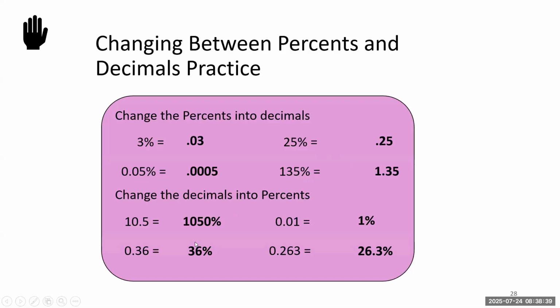If we want to go from decimals to percents, just go in the opposite way. So we multiply 10.5 times 100. That would give us 1,050%. We multiplied 0.01 times 100. That gives us 1%. For 0.36, take the little decimal and scoot it over 2 places to the right, and that gives us 36%. And same for this bottom one. If we take that decimal and scoot it 2 places over to the right, we're going to have 26.3%. Okay.